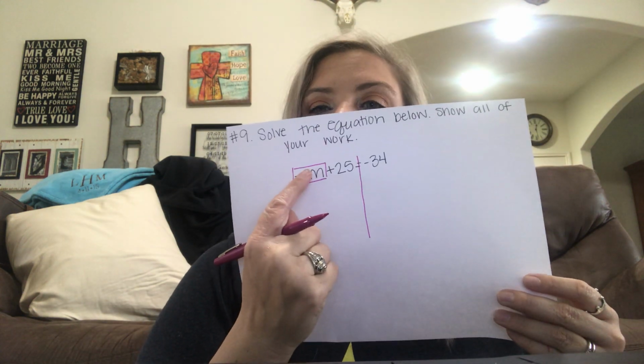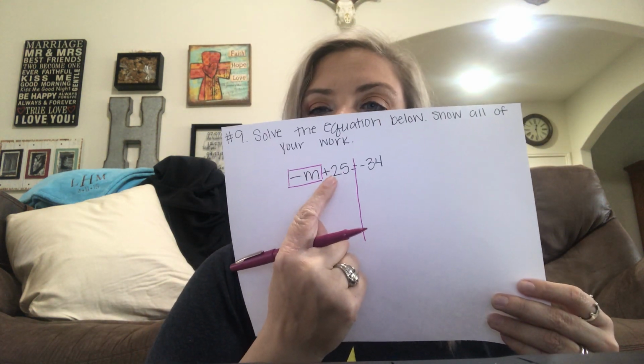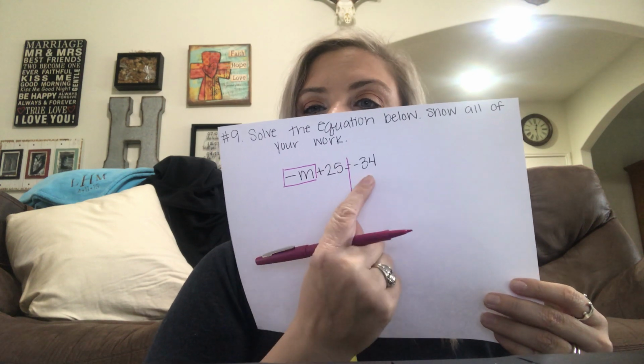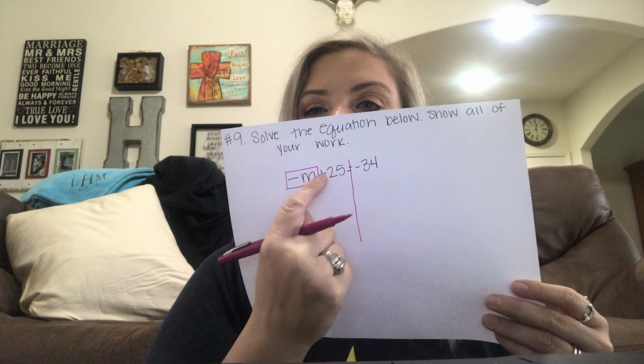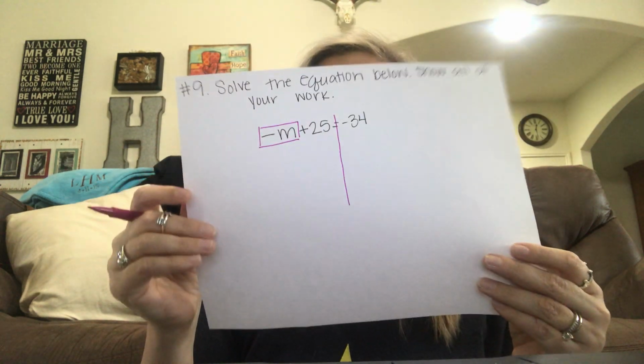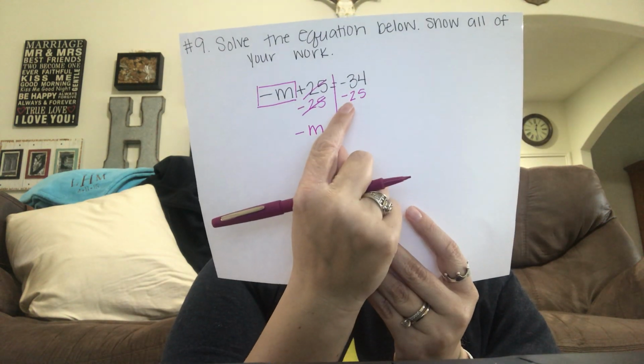This tells us to hold off on this. What we're doing here is we're adding 25. To move that away from the m, we've got to do the opposite. So the opposite of plus 25 is minus 25. That gives me 0 and leaves me with negative m on that side. Now, if I do it to one side, to keep everything balanced, I gotta do it to the other. So, minus 25.